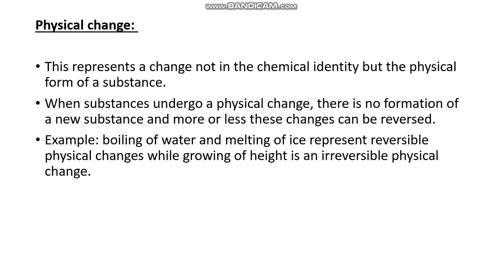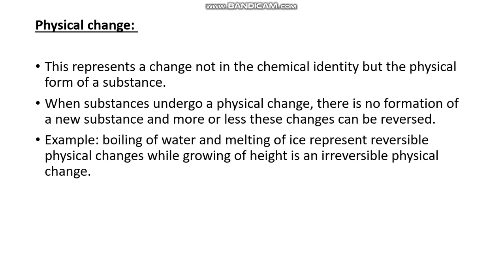Next we will see that substances and materials usually undergo two major types of changes. We call them physical change and chemical change. Physical change, as the name itself says, represents a change not in the chemical identity but in the physical form of a substance. So when a substance undergoes a physical change, there is no formation of a new substance.